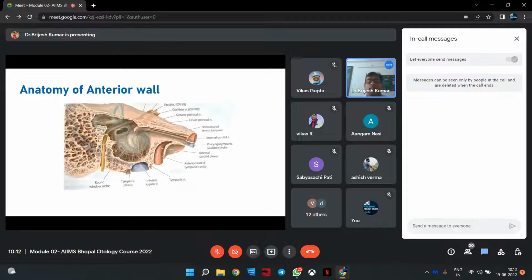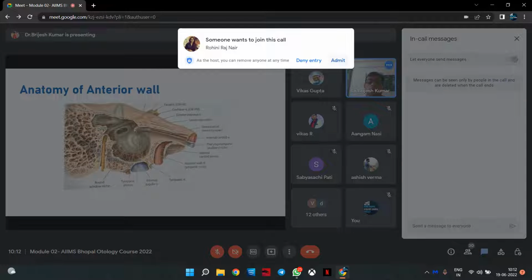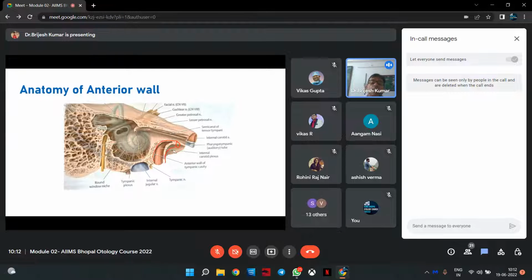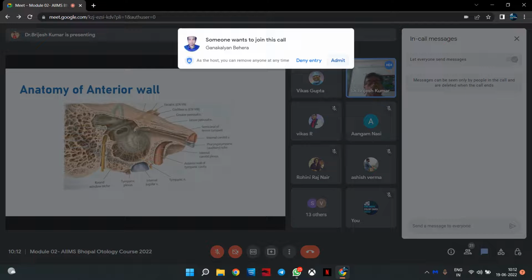Anterior wall, in the lower part, has a carotid canal. You can see here, this is the carotid canal through which the internal carotid artery will pass. Along with the internal carotid artery, there is a sympathetic plexus. So this sympathetic plexus will give two nerves, the superior and inferior caroticotympanic nerves, along with the vessels.